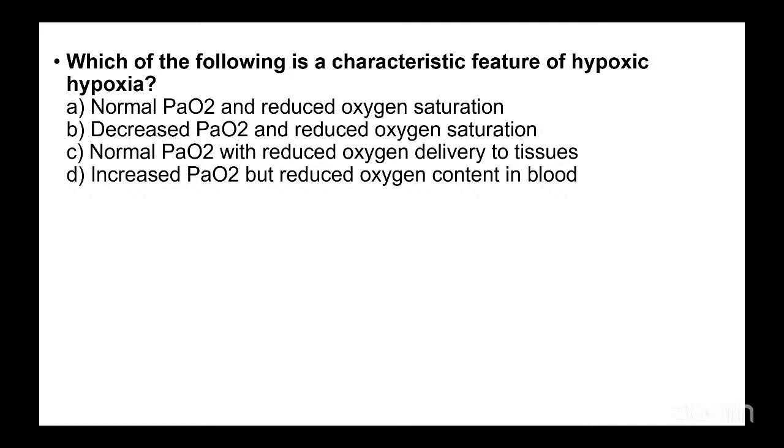Which of the following is a characteristic feature of hypoxic hypoxia? This is pretty simple. In hypoxic hypoxia, what is happening? PO2 is reducing. And that results in reduced oxygen saturation.